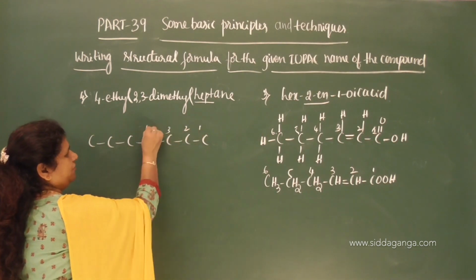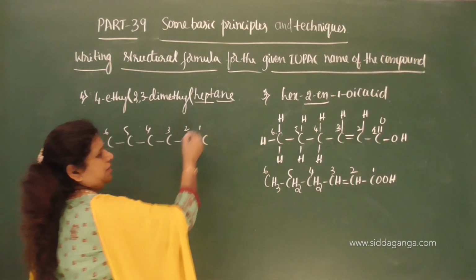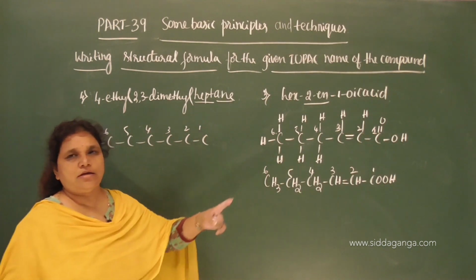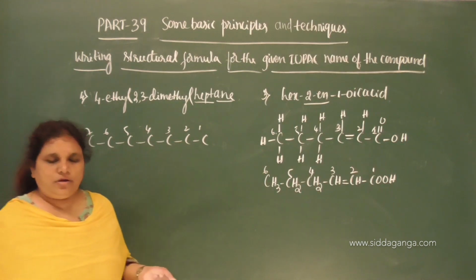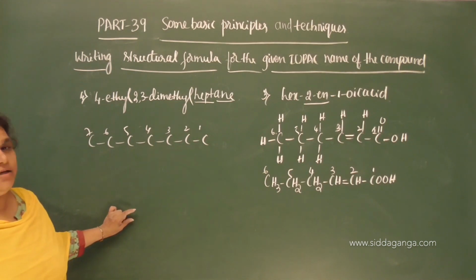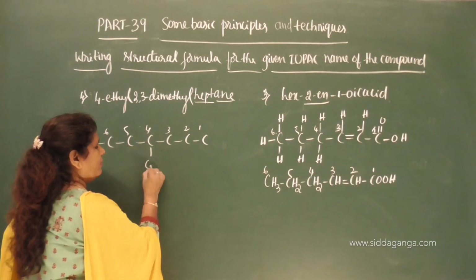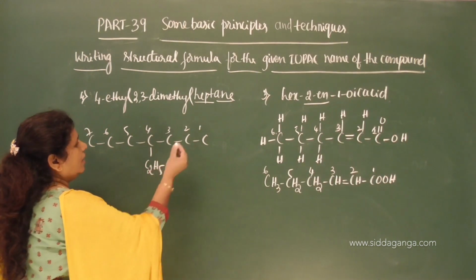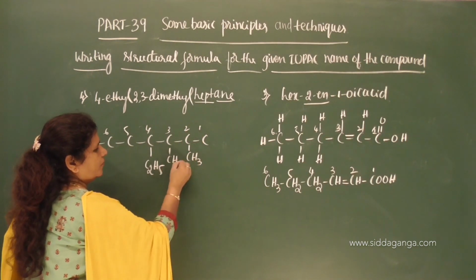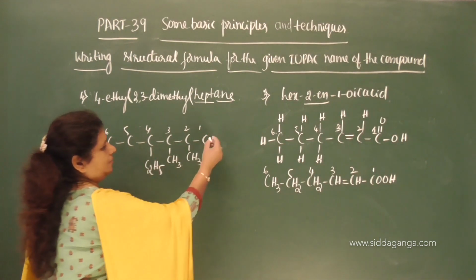1, 2, 3, 4, 5, 6, 7. And the primary suffix is ane. Therefore, no double or triple bonds. And secondary suffix is also not there in the compound. So, there is no functional group here. But prefixes are there. That is 4-ethyl. On the 4th carbon we have ethyl group C2H5. On 2nd and 3rd carbon we have methyl group. Correct? Now, fill the carbon skeleton with the appropriate number of hydrogen.